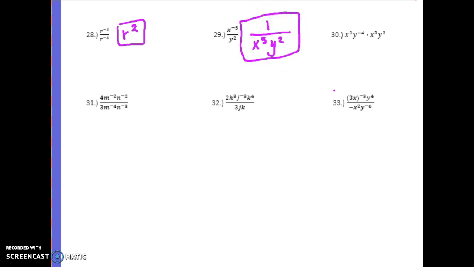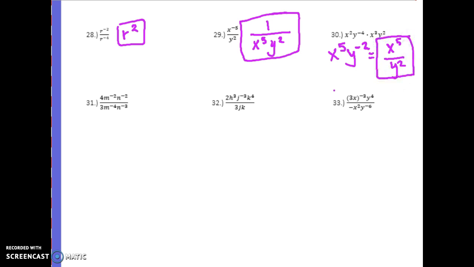Okay, now number 30, we're going to take our x squared and multiply it by x to the 3rd, so we add our exponents, we end up with x to the 5th. Y to the negative 4, and y squared gives us y to the negative 2 power. Okay, so our final answer without a negative exponent is going to be x to the 5th divided by y squared.